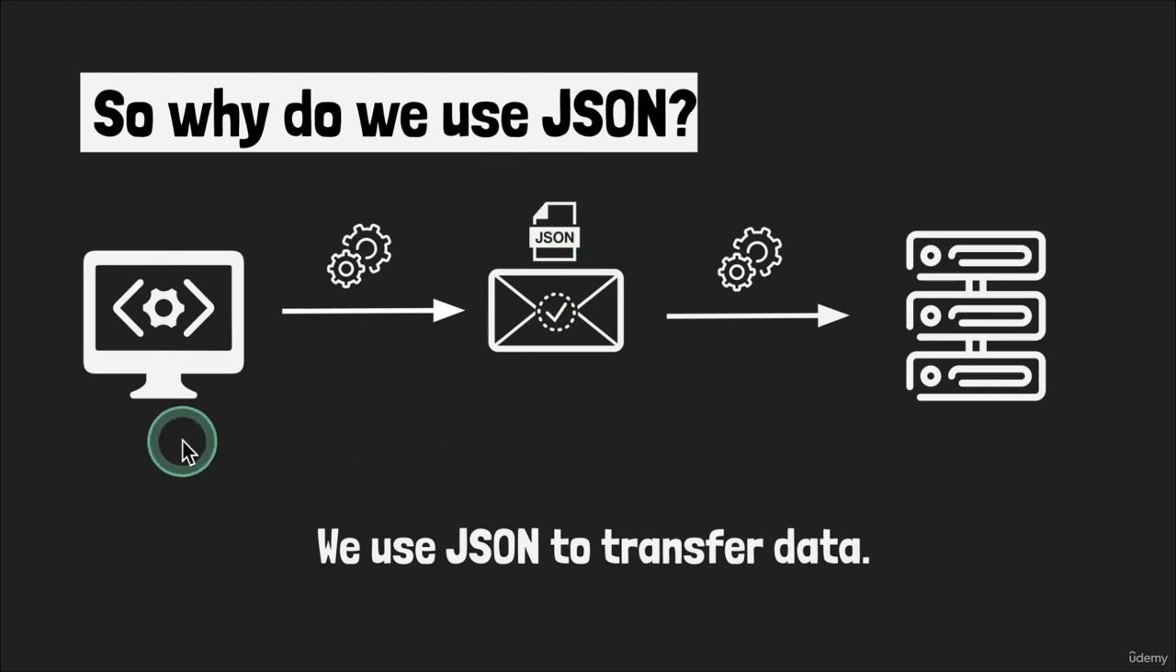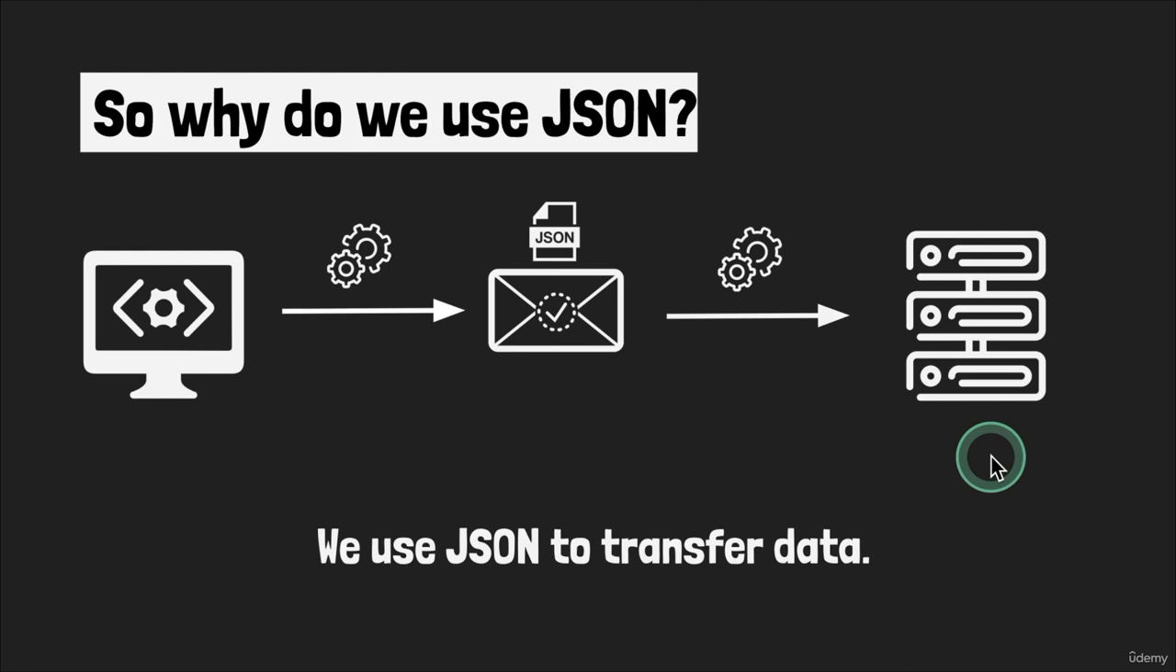So for example, this system here may use a programming language or may have some data and it is incompatible with this other system. So they will transform any data that they have in JSON, send over a message, and the other system that's receiving this will parse this JSON, will transform it in something else that they can process. So this is why we use JSON to transfer data.